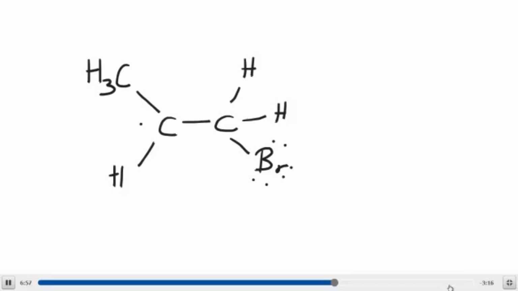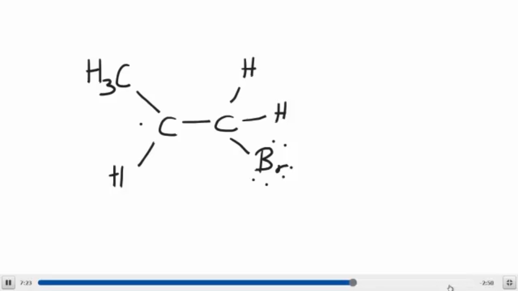Now, we did not make ourselves completely happy here. We still have a radical, but we made the more stable radical. That's why it's on the secondary carbon instead of on the primary carbon. The bromine added to the primary carbon to make the more stable intermediate. This is very similar to what we saw with the Markovnikov reaction, except there you added a proton first to make a carbocation. Here we added a bromine atom first to make a secondary radical.